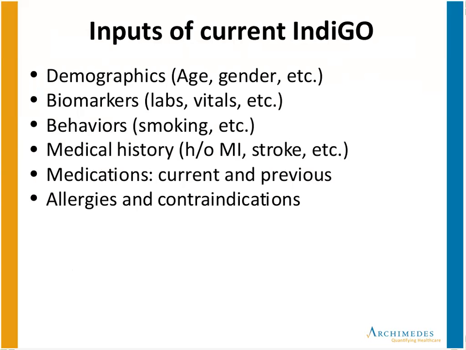This is a quick display of the inputs of the current Indigo tool, and I'm not going to go into all of them, but it takes into account these general categories of interventions. We look at demographics like age and gender. We look at biomarkers. We look at behaviors such as smoking. We take into account medical history in calculating our risks. And importantly, we look at a patient's current medications, both current and ones they've taken in the past, to help assess the current risk of a variety of events. The tool also will account for allergies and contraindications.